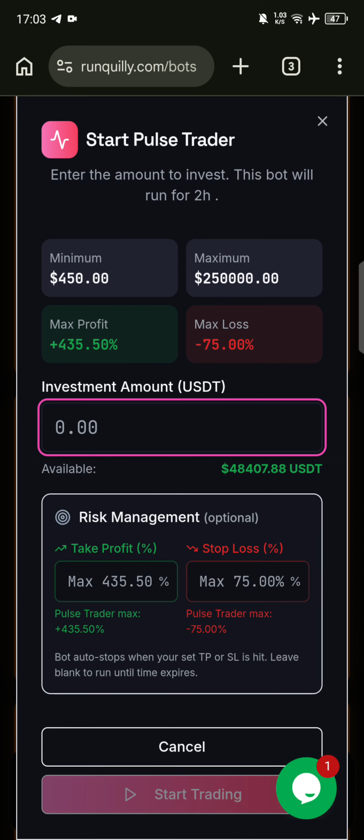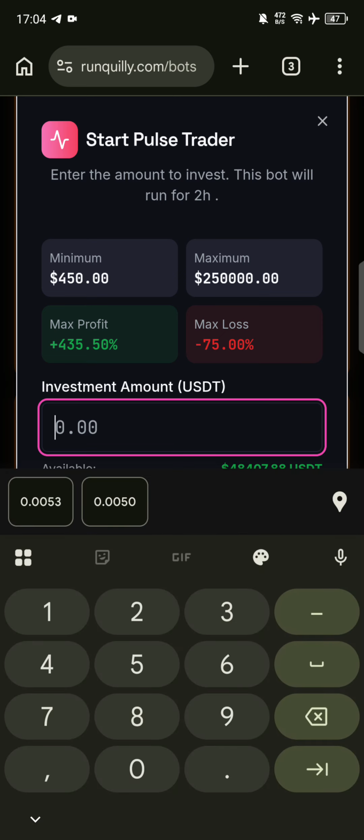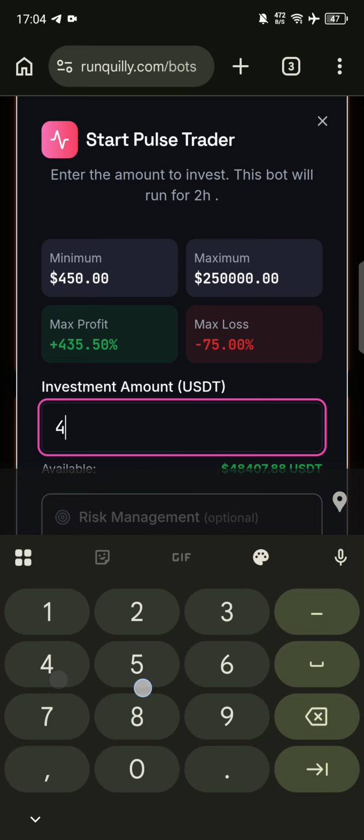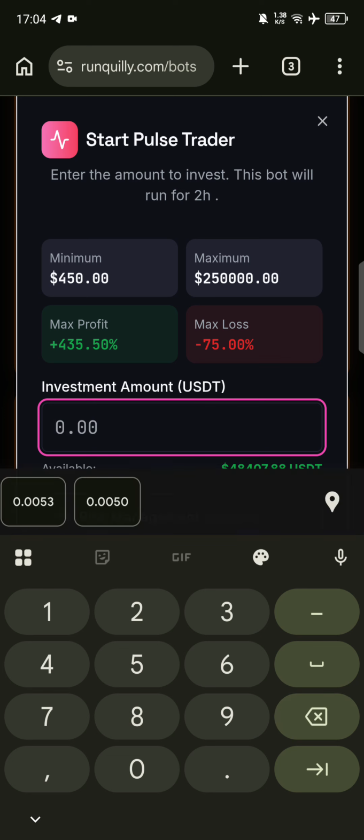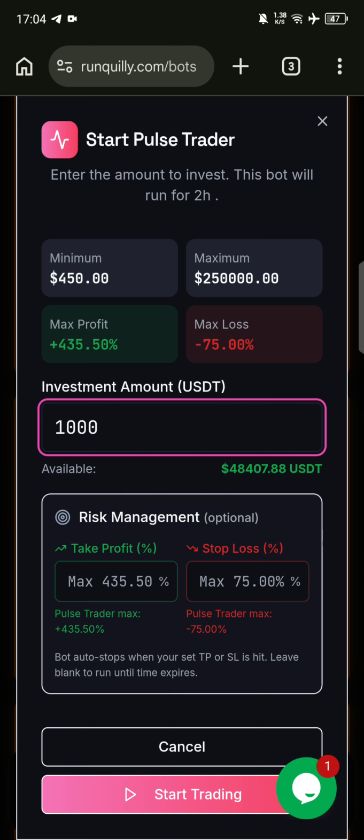Our automated bots are on RunQuilly. You can search for it in your browser and make sure you download the app. In the automated bots on RunQuilly, you can set your take profit or your stop loss. The maximum stop loss you can set is 75%, and the maximum take profit of this bot is 435%. I'll enter the minimum amount of 50, or let me do 1000. Why not? I have good capital.